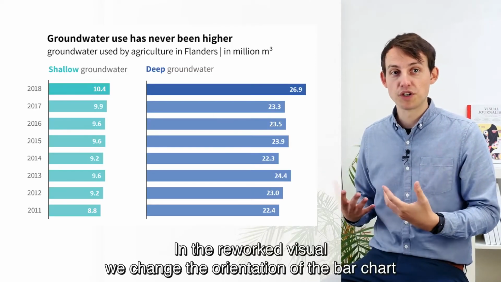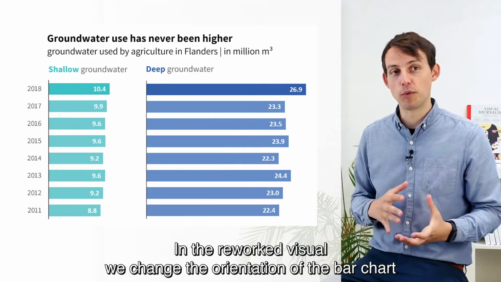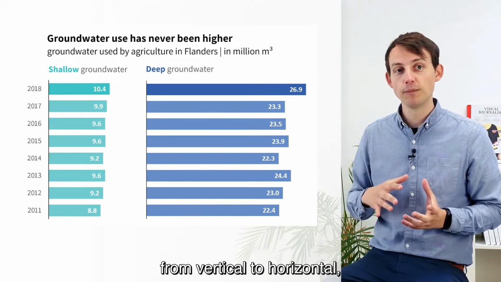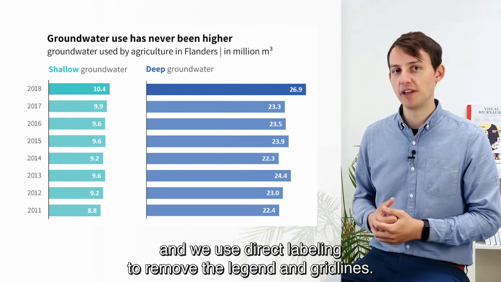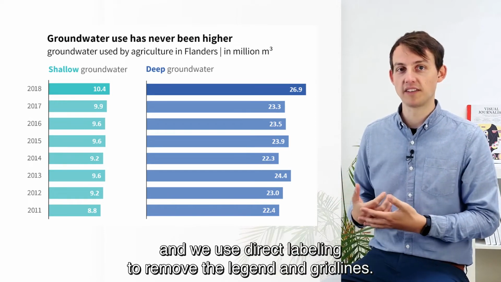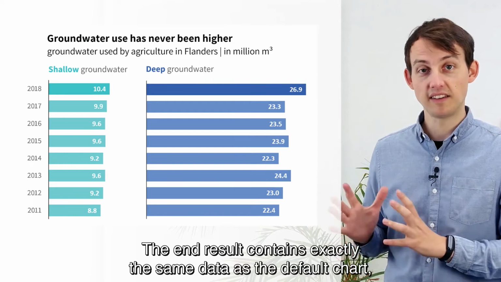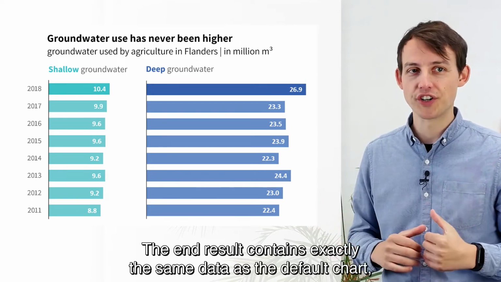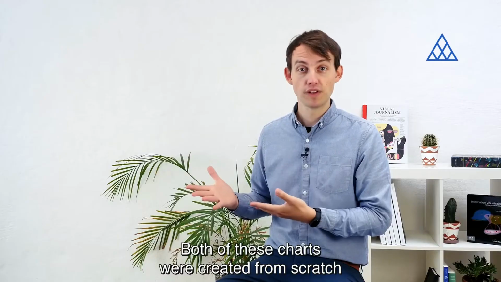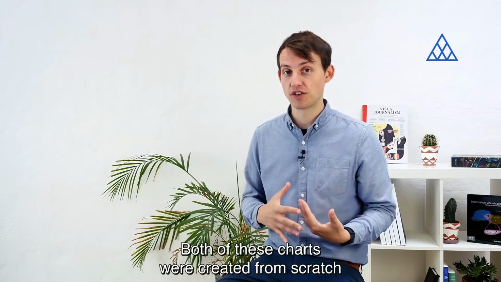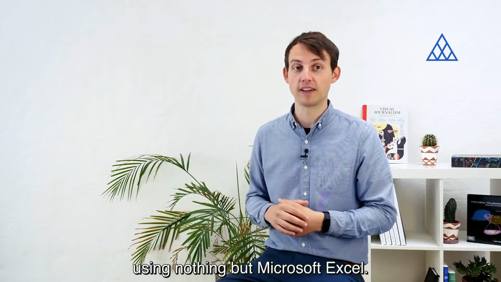In the reworked visual, we changed the orientation of the bar chart from vertical to horizontal, we chose a better color scheme, and we used direct labeling to remove the legend and grid lines. The end result contains exactly the same data as the default chart, but presented in a much clearer and more structured way. Both of these charts were created from scratch, using nothing but Microsoft Excel.